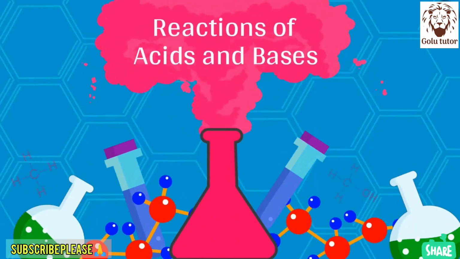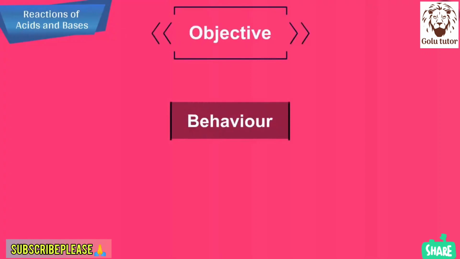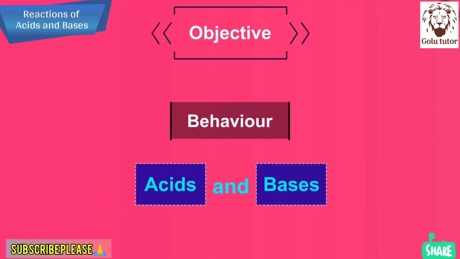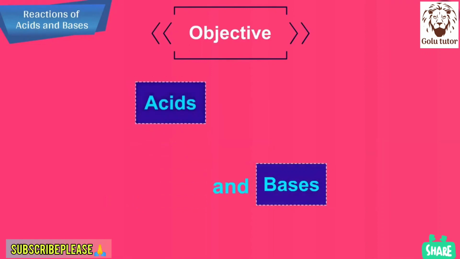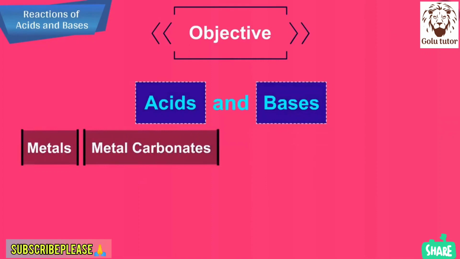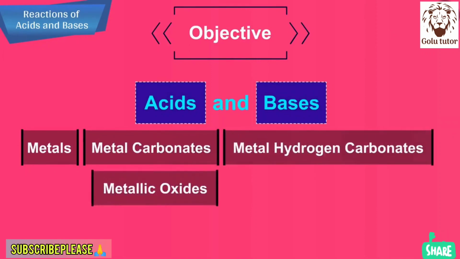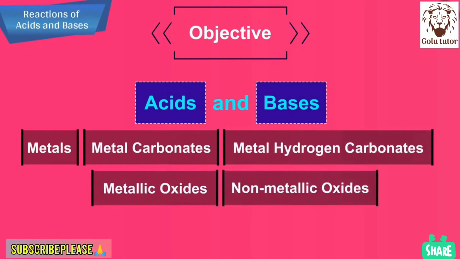The topic that we are going to cover in this session is reactions of acids and bases. In this video lesson, we will understand the behavior of acids and bases in a better way and understand how acids and bases react with metals, metal carbonates, metal hydrogen carbonates, metallic oxides, and non-metallic oxides.